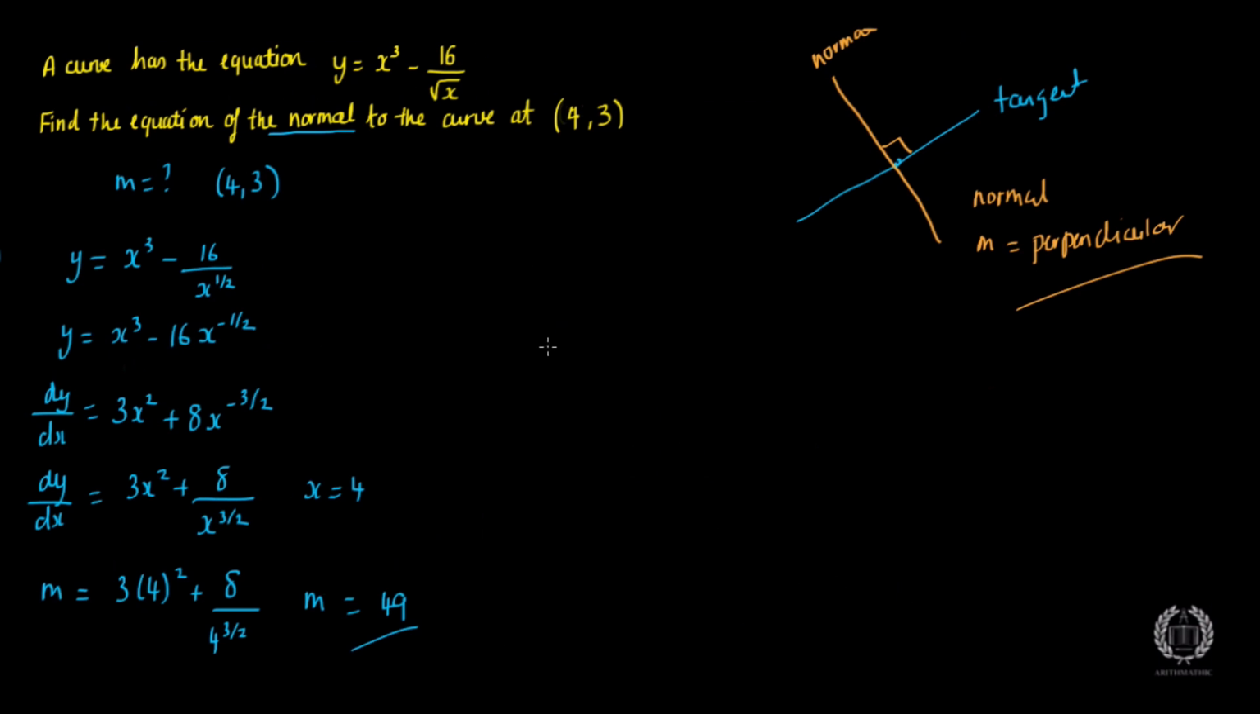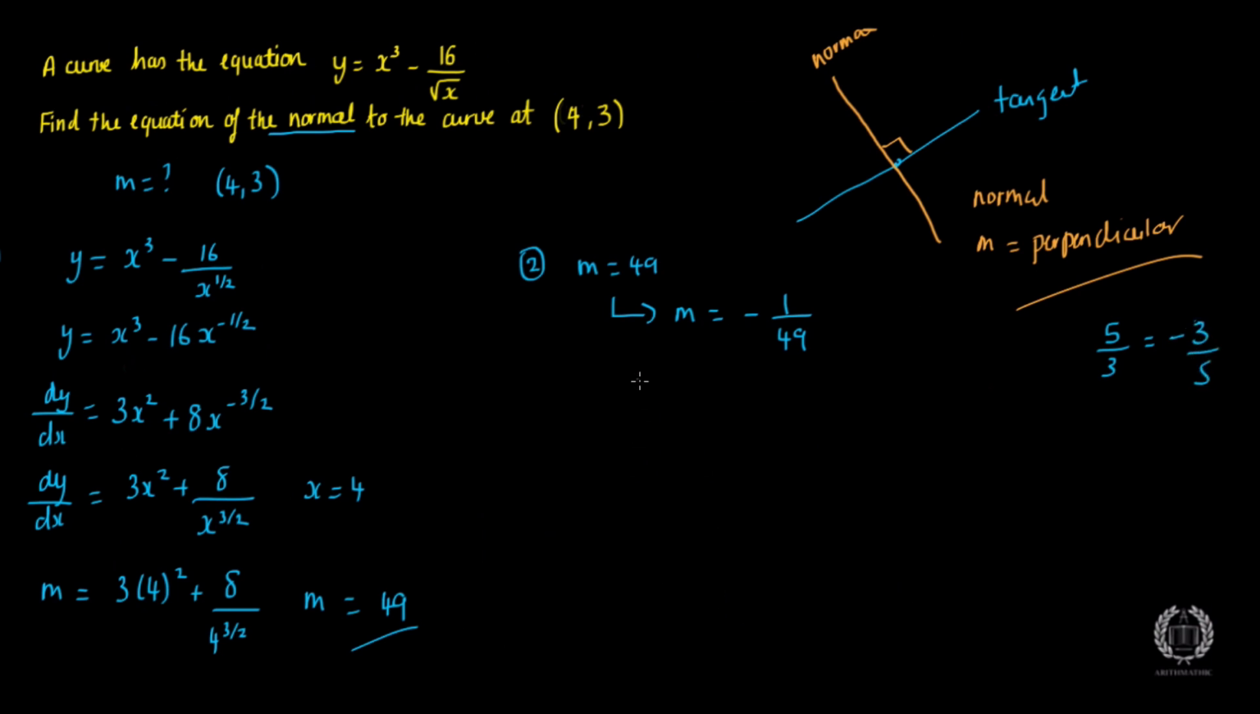Now, remember, because I want to find the normal, not the tangent, the gradient 49 now is going to be perpendicular. So the perpendicular gradient, remember, if I'm saying perpendicular, you have to flip it. So it's going to be 1 over 49, but then you add minus. So that's the perpendicular, right? So if you want to find the perpendicular gradient, bring the 49 down and then add a minus. So for example, if you had 5 over 3 and you want to find the perpendicular gradient to that, it's going to be minus 3 over 5.